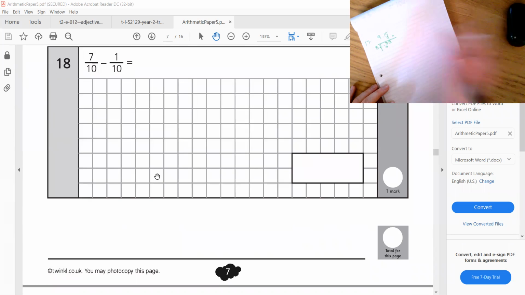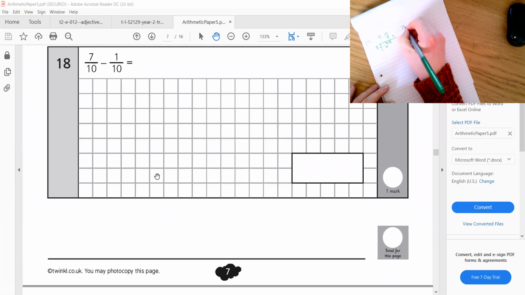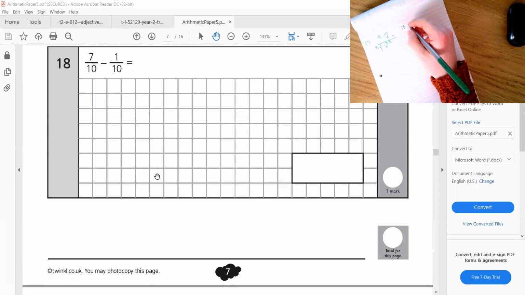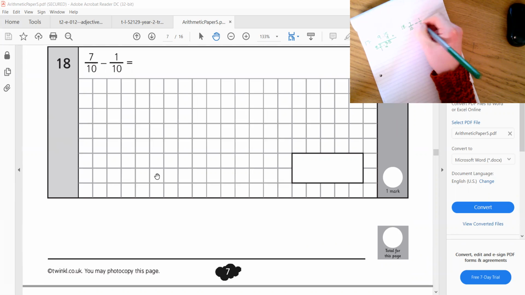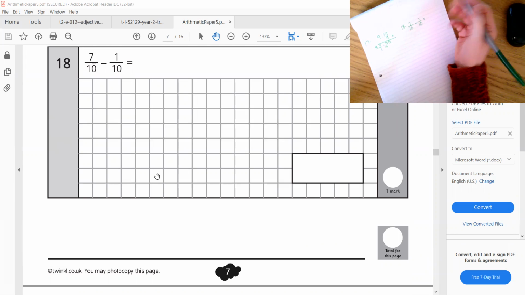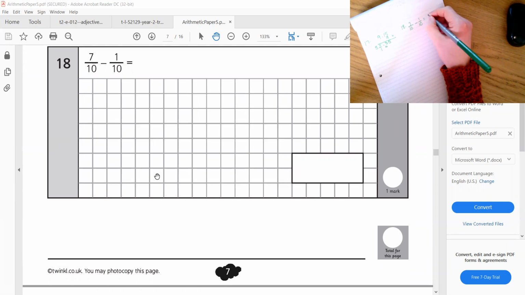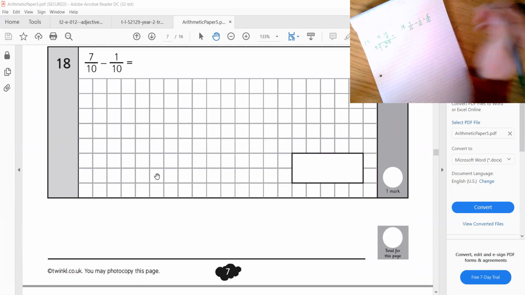Question number 18. Oh, dead easy. This one's dead strange. It keeps going really quite difficult, and then all of a sudden throws a massively easy one at you. It makes me double check, make sure I'm doing it right. 7/10 take away 1/10. So I don't need to do anything to the denominators because they're both the same. So it's basically 7 take away 1 is 6/10.